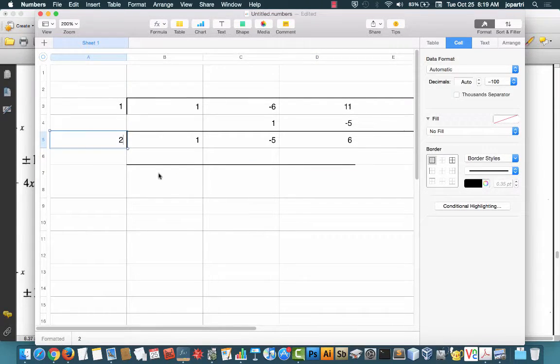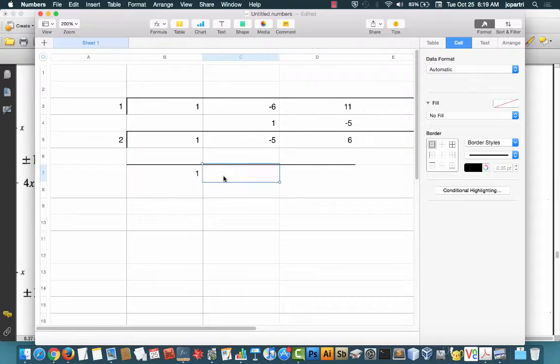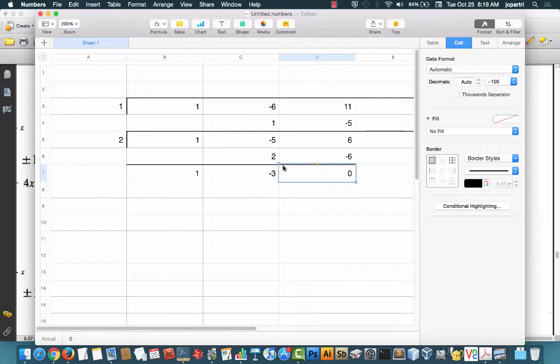So now let's try 2. Drop the 1. 2 times 1 is 2. Negative 5 plus 2 is negative 3. 2 times negative 3 is negative 6. And so negative 6 plus 6 is 0. And so what's just happened here is that x equals 1 works, x equals 2 works.